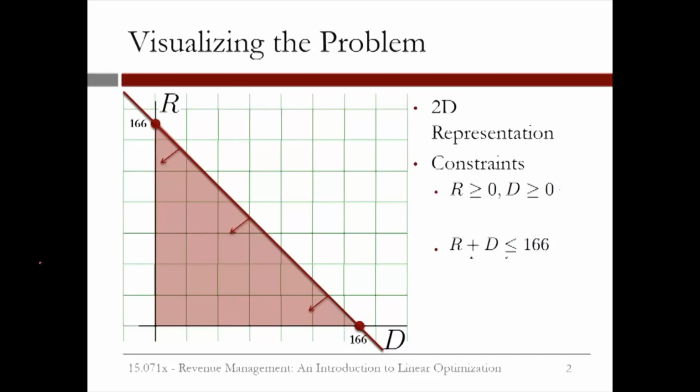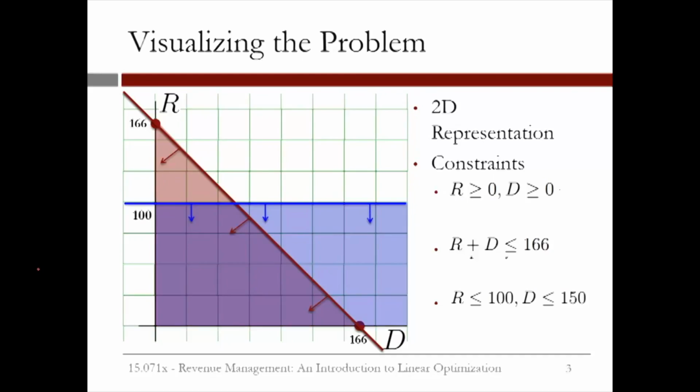We can plot the capacity constraint, R plus D less than or equal to 166, which is shown as the red line here. Our solution has to be to the left of this line, according to this constraint. Now let's add in our demand constraints. The regular seats should be less than the demand of 100, which requires the solution to be below this blue line. And the discount seats should be less than the demand of 150, which requires the solution to be to the left of this green line.